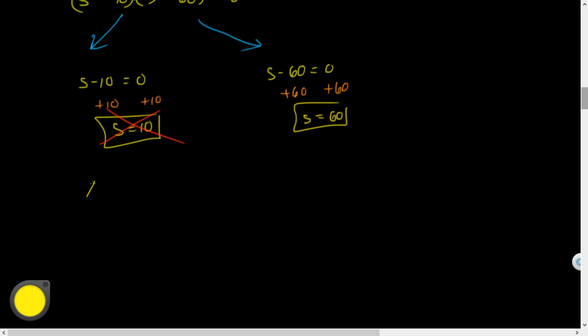And the area of the square is going to be 60 times 60. All right? And the area of the entire field will be 3,600 meters squared.